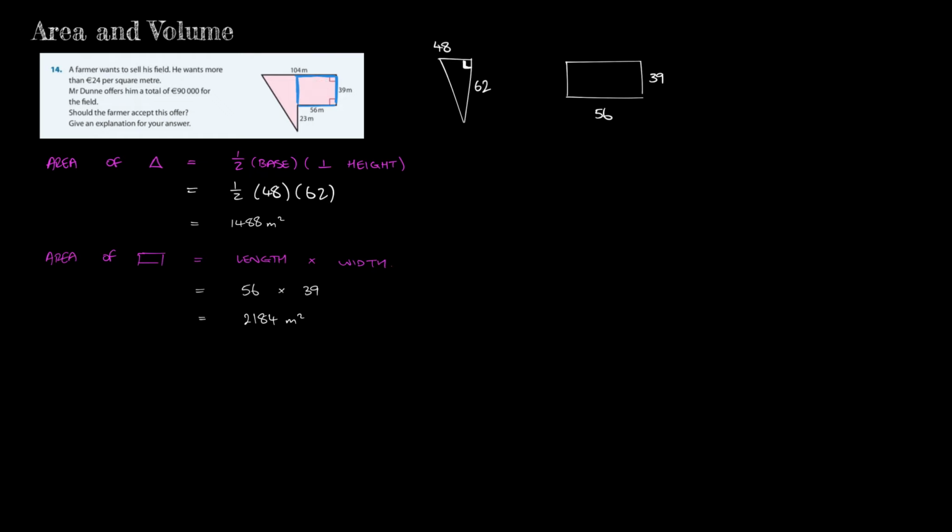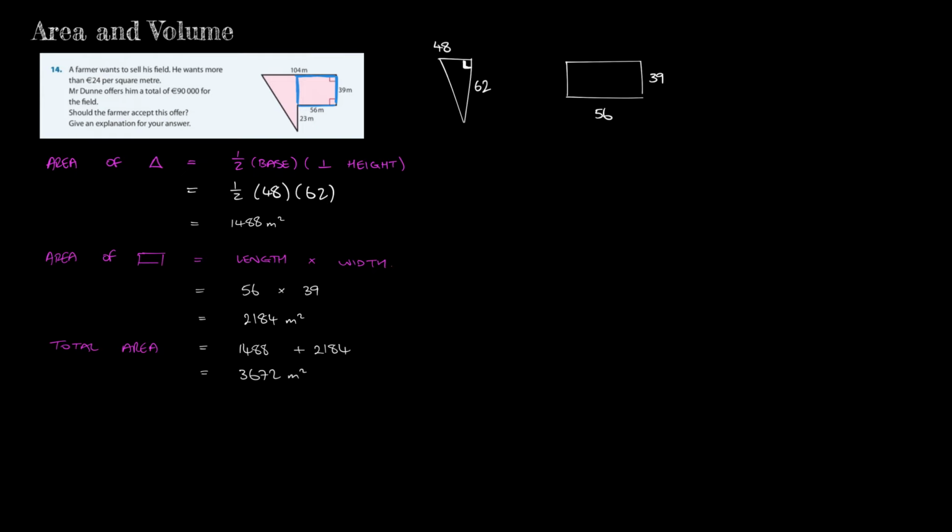Now I need to find the total area. So the total area will be, add the two of them together. So total area will be equal to 1488 plus 2184, and that gives us a total of 3672 meters squared. So now I've worked out what the total area is.